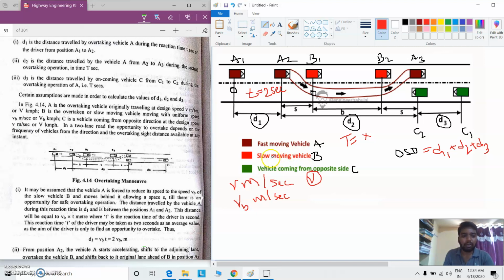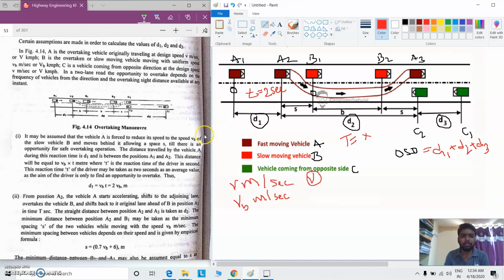In a two-lane road, the opportunity to overtake depends on the frequency of vehicles from the opposite direction and the overtaking distance available at any instance. It is not much difficult in two-lane roads. Single lane two-way roads are considered critical positions. In that condition, we have to calculate the total distance provided to overtake slow moving vehicles.